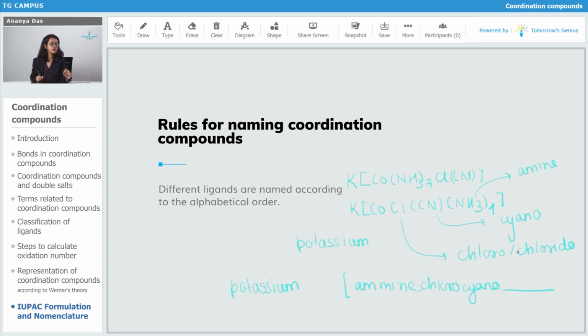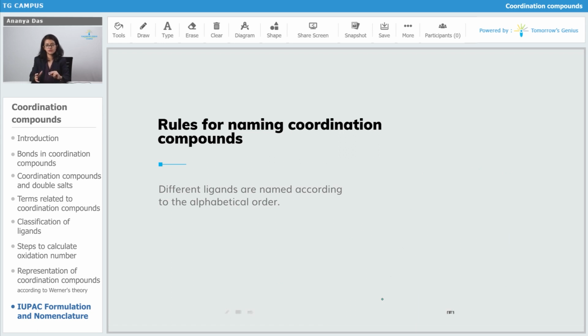And one more thing, you will notice that here I have written the spelling of amine as A-M-I-N-E, but when I am writing the name, I write double M. That is again an IUPAC rule: when you write the name of amine in a complex, you have to use double M instead of a single M. So, it will be A-double-M-I-N-E.